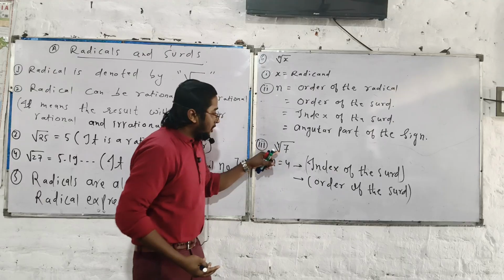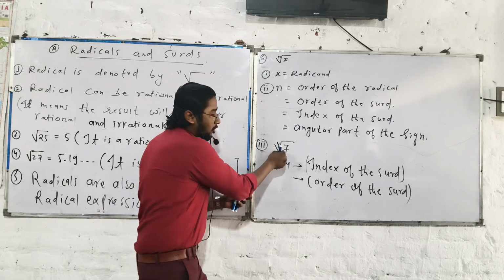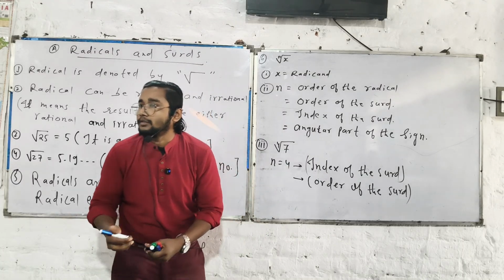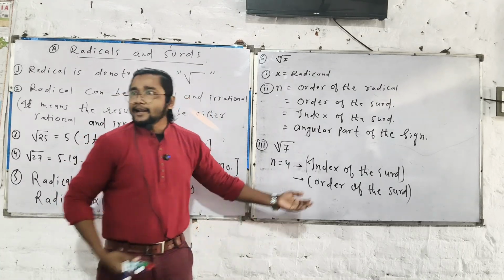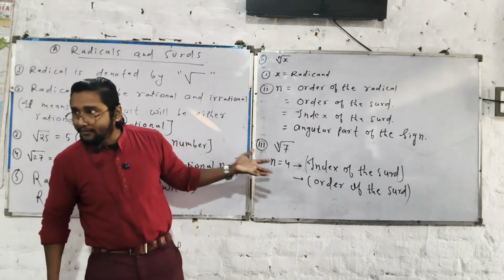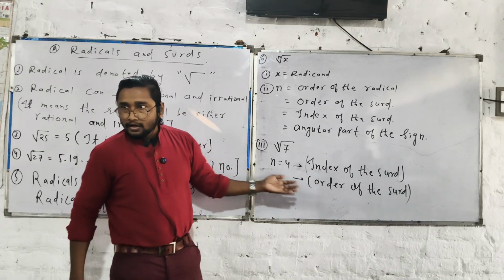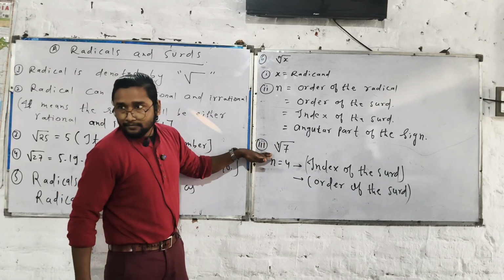Why did I call it a surd? Because the fourth root of 7, will it be rational or irrational? Guaranteed irrational. Why? Because for the fourth root of 7, there is no exact value you can pull out from there. You cannot break the 7 into four equal factors. It will be a surd, even though it is a radical.